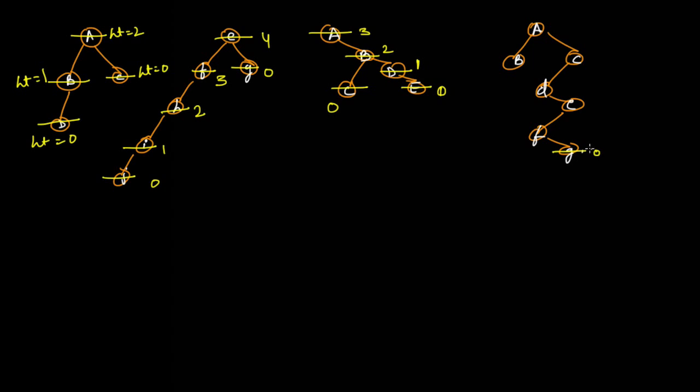Now for this node the height is 0, for this node the height is 1, for this node the height is 2, for this node the height is 3, for this node the height is 4, for this node the height is 0, and for this node the height is 5. Okay, and the height of this complete tree is 2, the height of this complete tree is 4, the height of this complete tree is 3, and the height of this complete tree is 5.